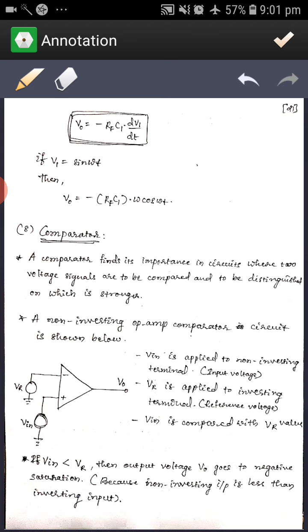There is one more application that we call the comparator. In the comparator, one of the inputs will act as a threshold voltage and the other input is what we want to compare. Here Vin is the input voltage that the user will apply. The other is the threshold, and Vin is compared with the threshold. If Vin is greater than Vr, then the output will be positive, and if Vin is less than Vr, then it will be negative voltage.